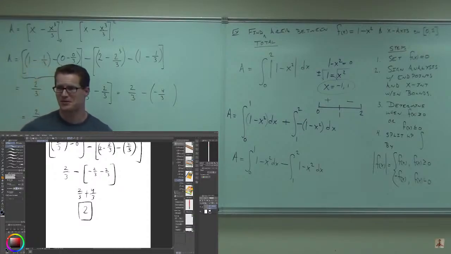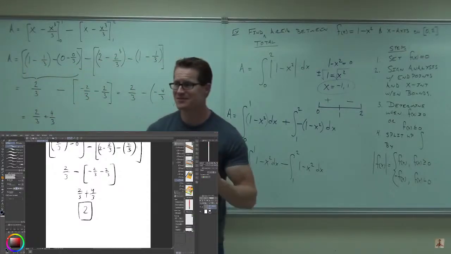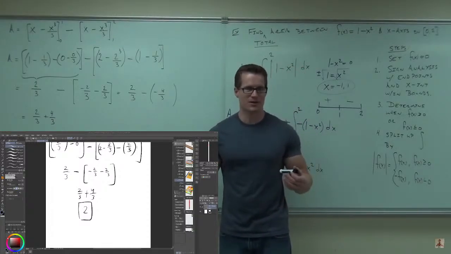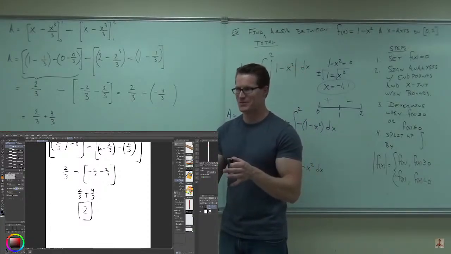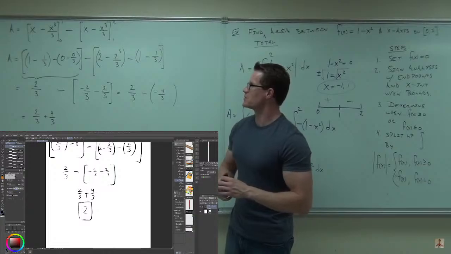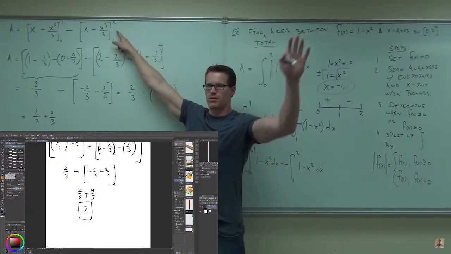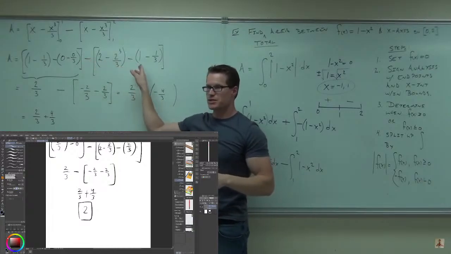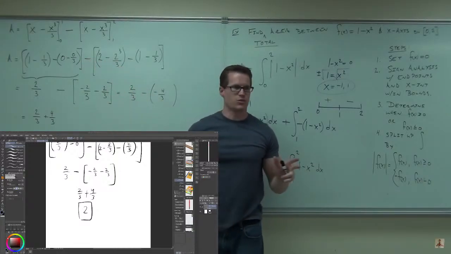I got 2. I don't know if I did it right, I did it pretty quick. Did you get 2? If you didn't get 2, it's all fraction work, but hopefully you got 2. How many people were able to make it down to this part right there, that part, integral? Did you get that far? Good. Did you plug in all the numbers at least this far? Yeah. From here on out, it's just fraction work.